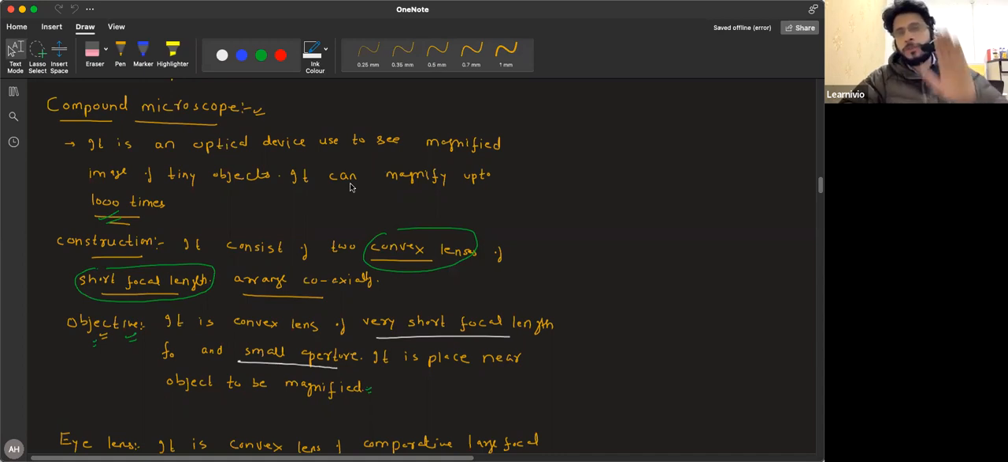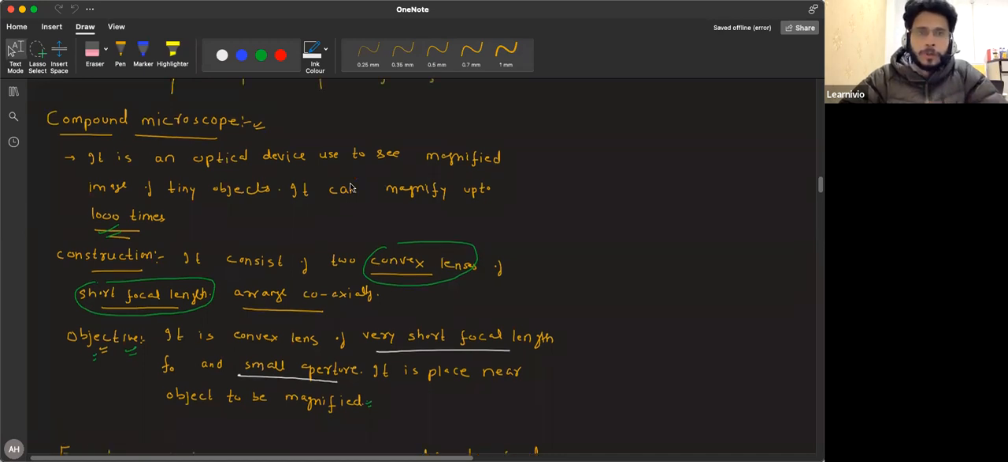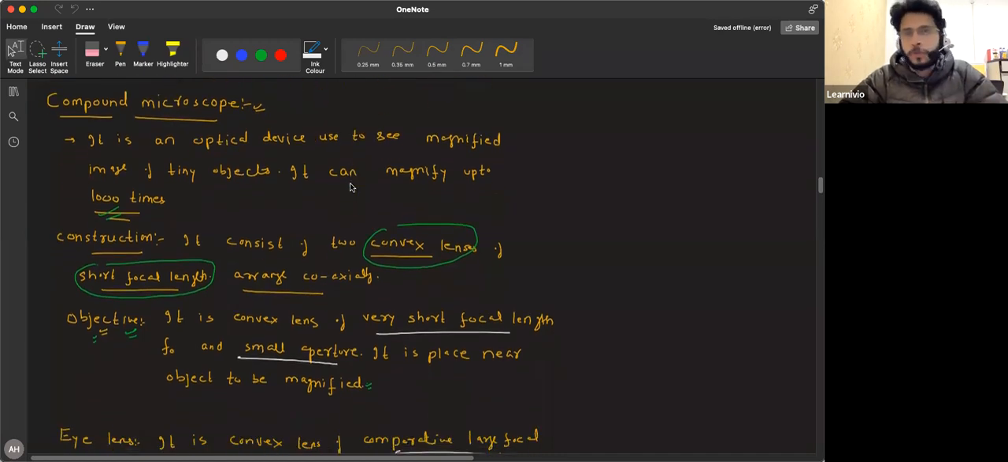In the first case, your final image is at least distance. Least distance would mean 25 centimeter from the eye. And the next case is when your final image is at infinity. These are the two cases that you can consider for a microscope, simple or compound. So we have finished a simple microscope in the last class. We'll do a compound microscope.